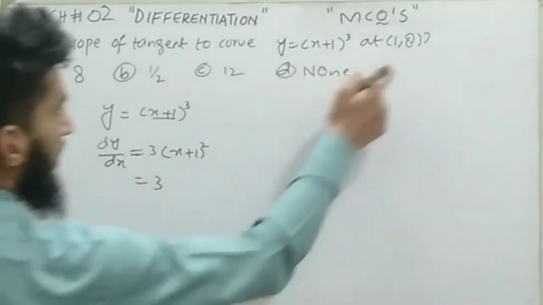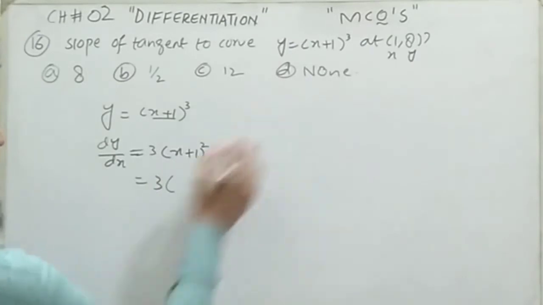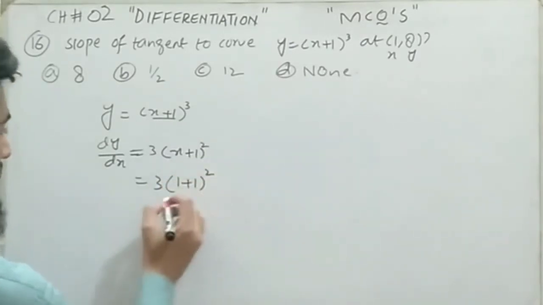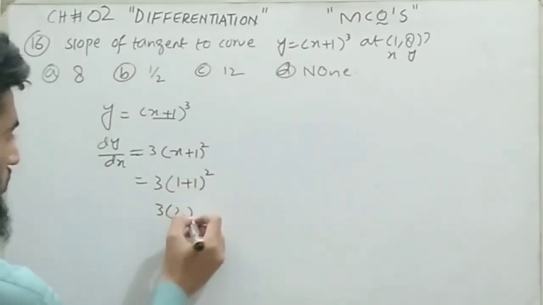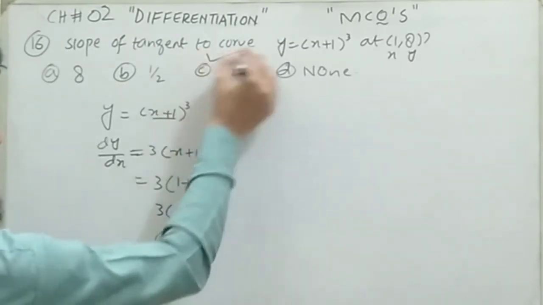Now the point is (1, 8), so 1 is x and 8 is y. So 3 times, x is 1, so (1 plus 1) whole square, so it becomes 3 into (1 plus 1 gives us 2) square. 2 square gives us 4, 4 multiplied by 3 gives us 12, so the required answer will be option number C.